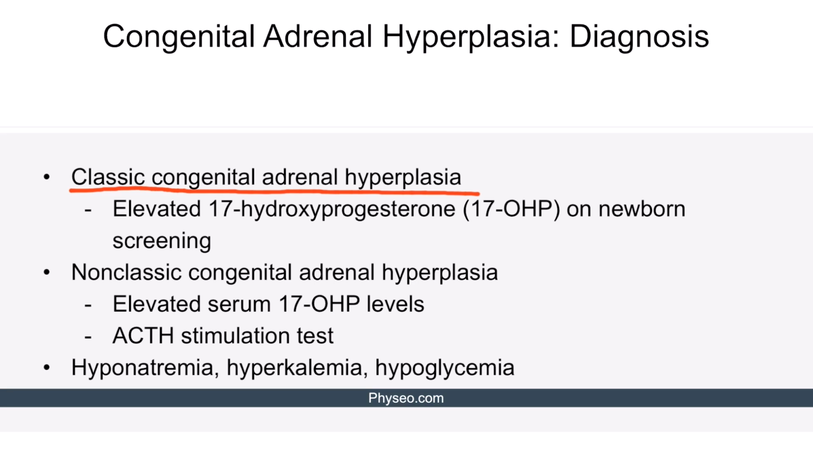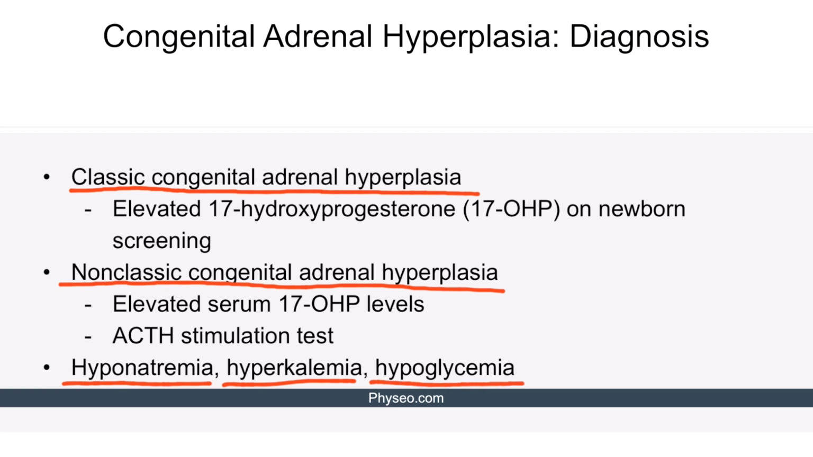Non-classic congenital adrenal hyperplasia can be diagnosed with elevated serum 17-OHP levels as well as an ACTH stimulation test, which is considered positive if levels of serum 17-OHP increase significantly following the administration of synthetic ACTH. Lastly, both classic and non-classic forms of congenital adrenal hyperplasia may lead to hyponatremia, hyperkalemia, and hypoglycemia.